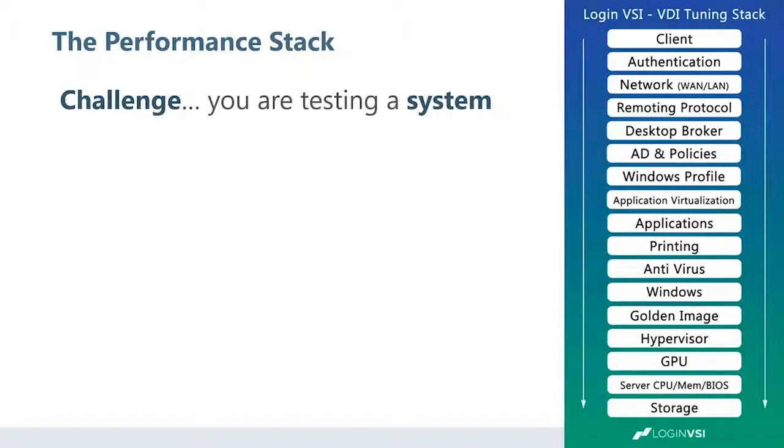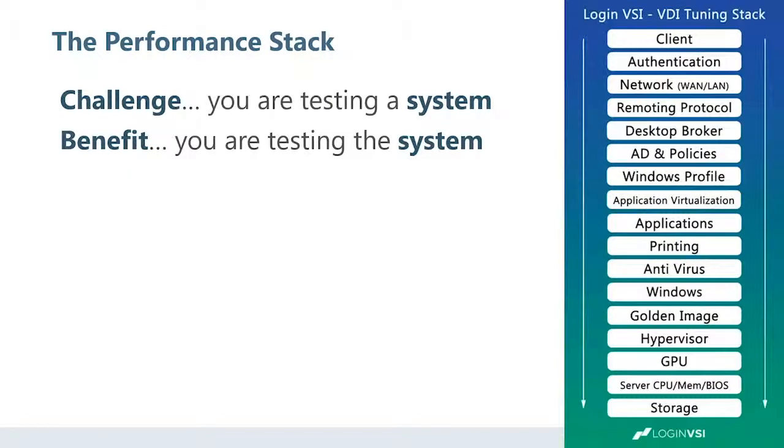In the case of the validated testing we did with Pivot3, this is definitely our goal and something that we were very thorough in testing. It can be a challenge because there are so many moving parts, as you can see on the performance stack, but it's also a benefit because we're testing the entire system. We know that all of the components within the solution are behaving well and behaving to the top of their performance capabilities.